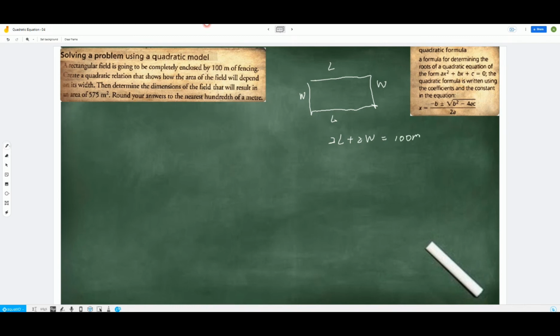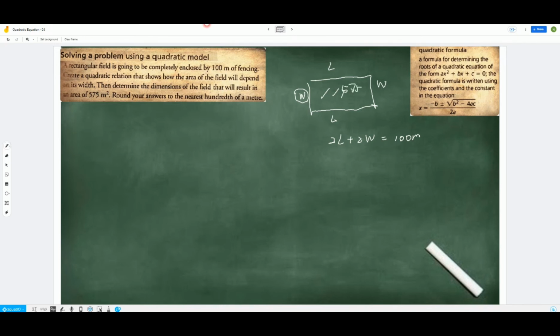So create a quadratic relation to show how the area of the field will depend on the width. Here we should set the variable as width, because the area depends on width. And determine the dimensions of the field that will result in an area of 575. The question asks you to determine the dimensions, which means the width and the length. We don't know the width or length, you have to determine them. And also important is the area, 575 meters squared.